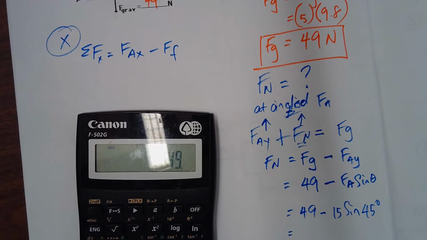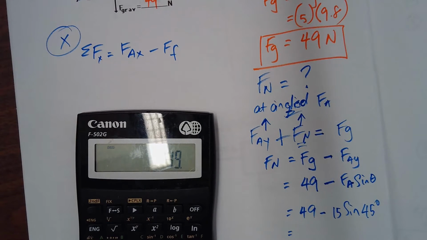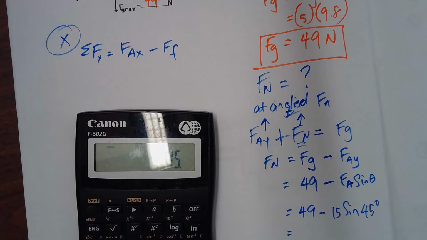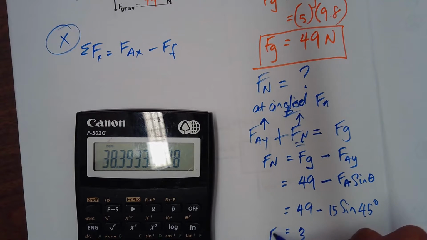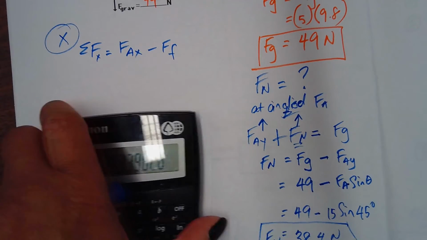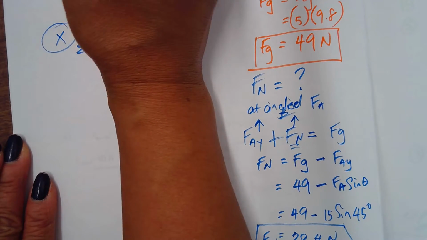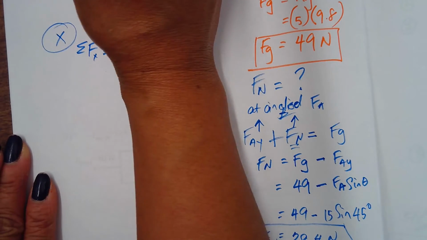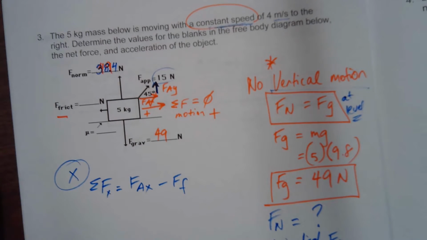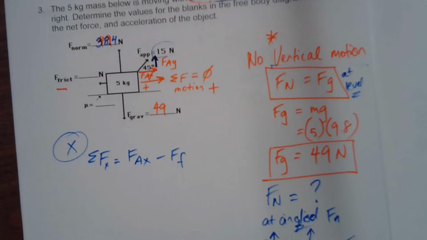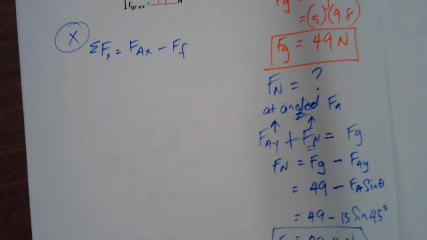We got 49 minus 15 times sine of 45. I'm using a different calculator every time, so it's good to know what your calculator is doing for you. There you go. And what did you get? 38.4. Okay, 38.4. Why is it less? Because the Fay is doing some of the work. That's right. You're lifting a little bit here, even though that Fay is not enough to lift it off the table. Okay, it is making it a little bit less Fn. Okay, so that's our Fn.